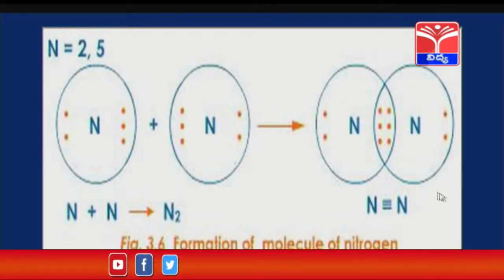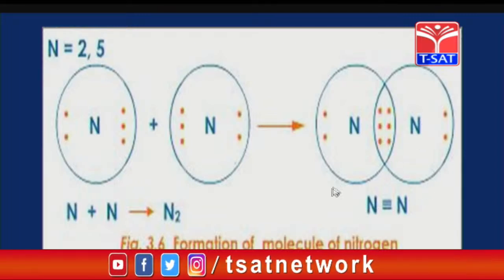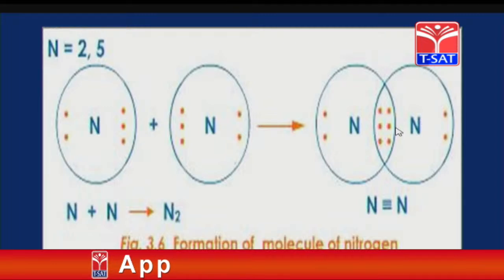What is the type of bond formed here, children? A triple bond. This bond is formed when one pair of electrons is shared, the second bond is formed when another pair of electrons is shared, and this is the third bond which is formed when the third pair of electrons is shared. Thus, we call this a triple bond.